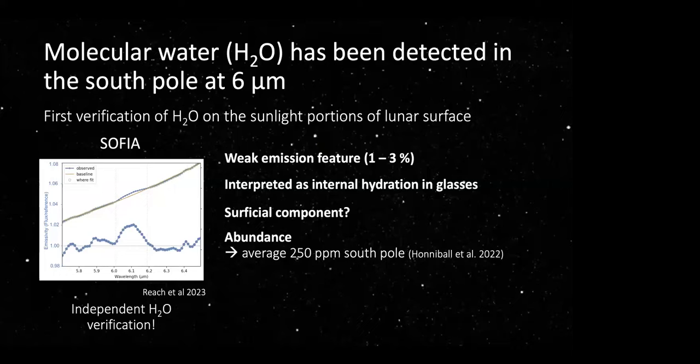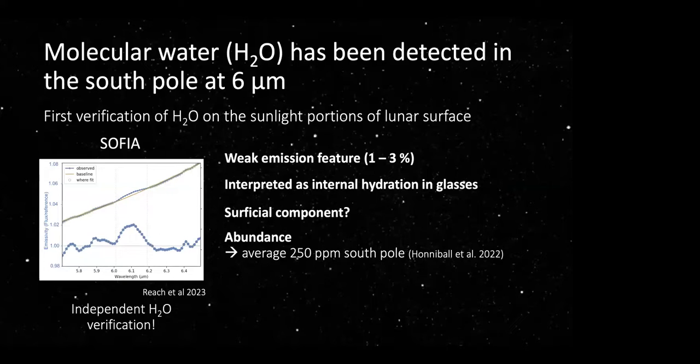I have a plot shown here of the 6 micron feature from SOFIA. It's been interpreted as internal hydration, potentially in glasses, but it's unclear if there is a superficial component to that 6 micron observation. And it's been estimated that there's an average of 250 parts per million of water in the South Pole from these 6 micron observations on their own.